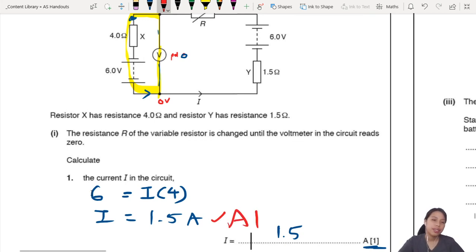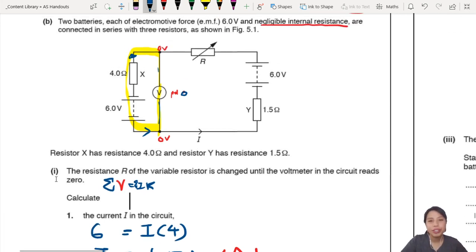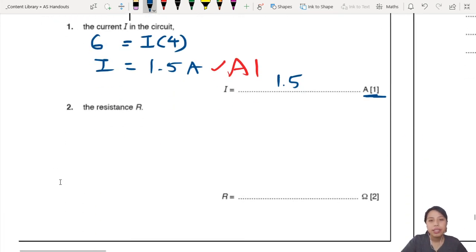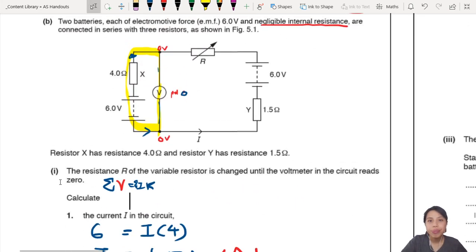So this is kind of just V equals IR. Although you can add the sum of V equals sum of IR, there's no point, only one component, one battery. Okay, never mind, this part is still very chill. Then you have to find the resistance R. Now you need to choose a loop that includes resistance R.